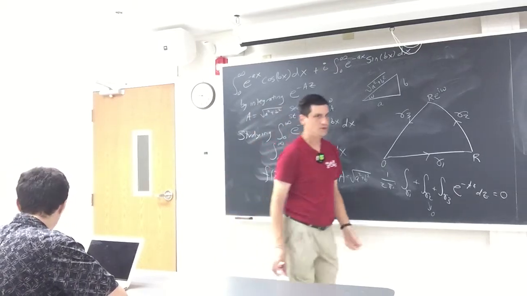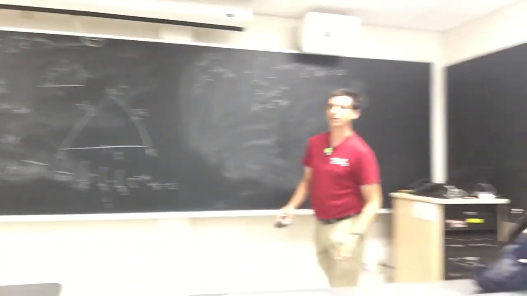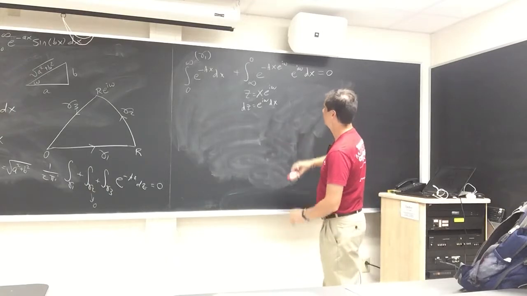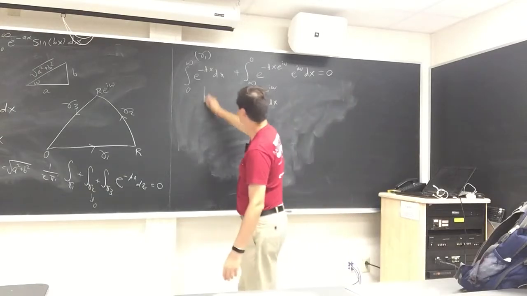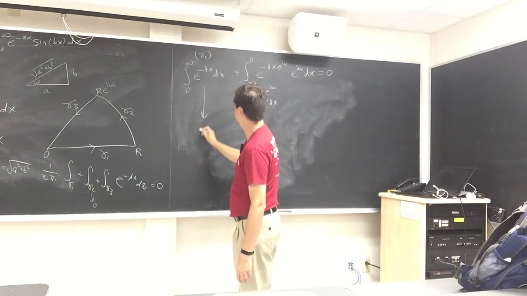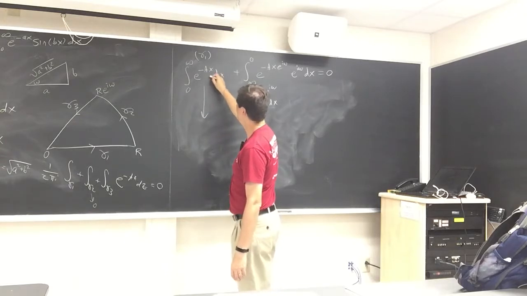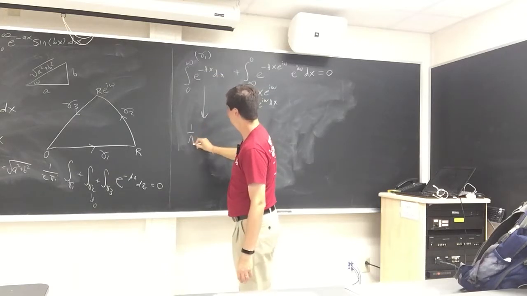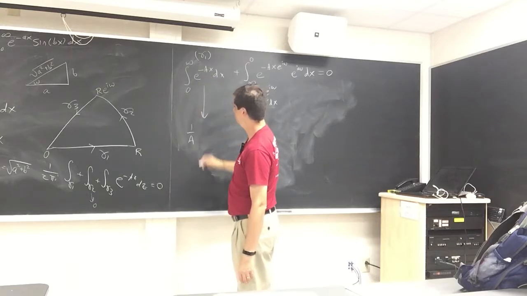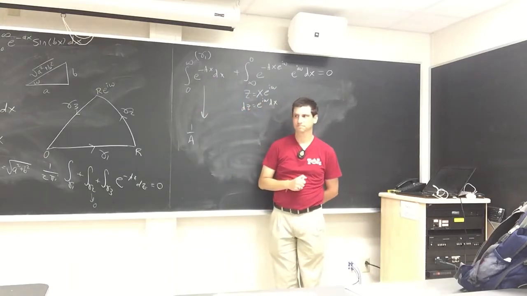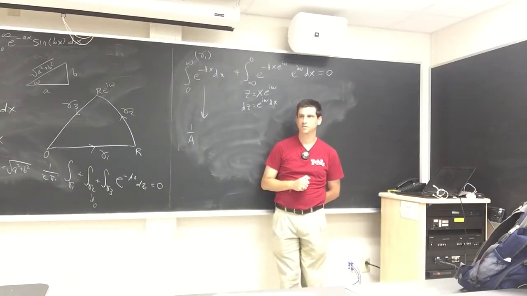Okay? So now that we have this, now we just have to figure out the integration. Okay, so now this integral is e to the minus a. So I need an a, I need a 1 over a. The minus sign flips the order, and I'll just get 1 over a. Everybody happy with that?